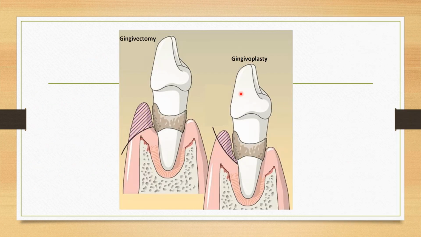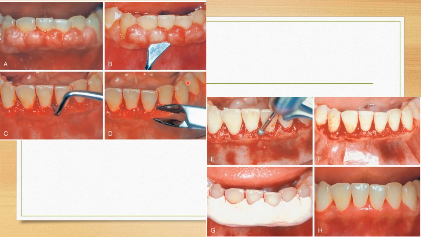So you can see the difference between gingivectomy and gingivoplasty. There is a diagram here. Gingivectomy will be the excision of gingiva, with an external bevel incision, whereas in gingivoplasty we will just shape, more like an internal bevel incision. So this is a detailed procedure of doing gingivectomy and gingivoplasty together.